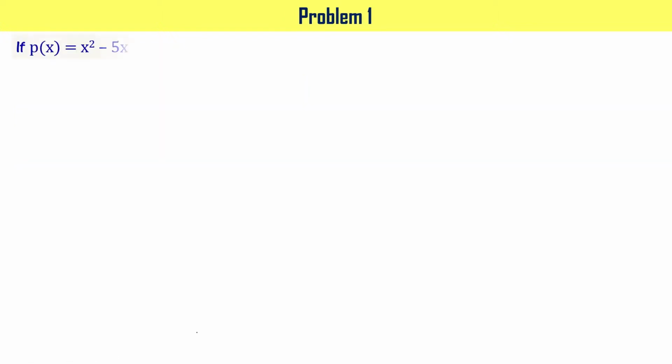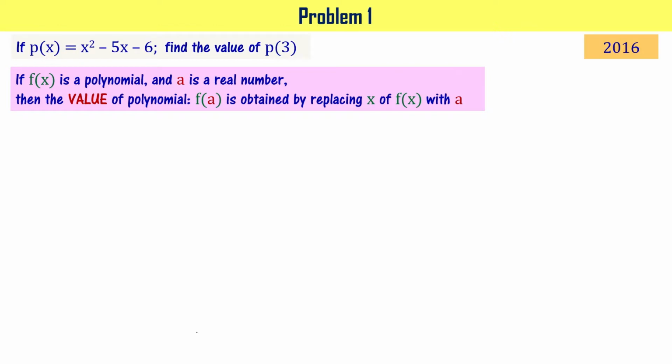Problem number 1. If p of x equal to x square minus 5x minus 6, find the value of p of 3. It is from year 2016, Andhra State Board exam. We know that if f of x is a polynomial and a is a real number, then value of polynomial f of a is obtained by replacing x of f of x with a. It means to get the value of p of 3, we have to replace x of x square minus 5x minus 6 with number 3, right?